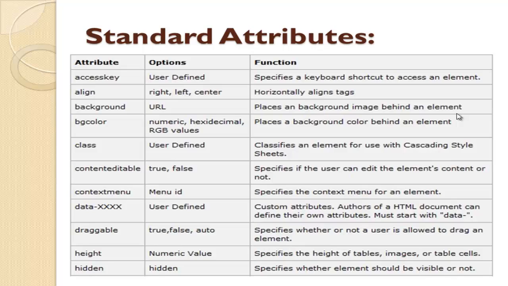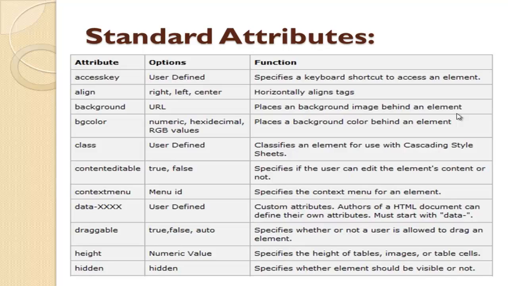Next it comes to draggable. It has three values. You have to define only one out of these three, which are true, false or auto. It specifies whether or not a user is allowed to drag an element. If you have a value of true in the attribute draggable, then the specified element can be dragged to another place. If it has a value of false, then it cannot be dragged. And if we put a value auto in the draggable attribute, then it is dependent on the resolution, means it can be responsive, which is the best option we have in HTML5.